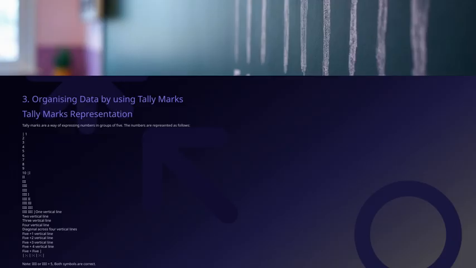Notice that 5 plus 1, which is 6, is represented by the 5-line group plus an additional vertical line. Similarly, 7 is the 5-line group with 2 more lines, and so on. This pattern continues, making it quick to count large quantities by grouping in 5s. It's also worth noting that there are two acceptable ways to represent 5. Either way works, and the key is consistency. Using tally marks simplifies data organization, especially when you're working with large data sets, and it connects directly to the overall theme of making data easier to understand and interpret.